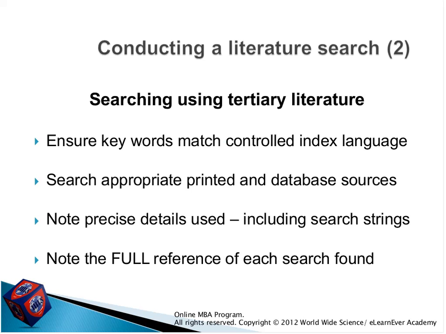Okay, conducting a literature search, searching using tertiary literature. Ensure keywords match controlled index language, search appropriate printed and database sources, including search strings, not the full reference of each search found. And then I want to tell you that when you search something on the web, the key point that you should consider is to ensure that keywords match controlled index language. This is the first point.